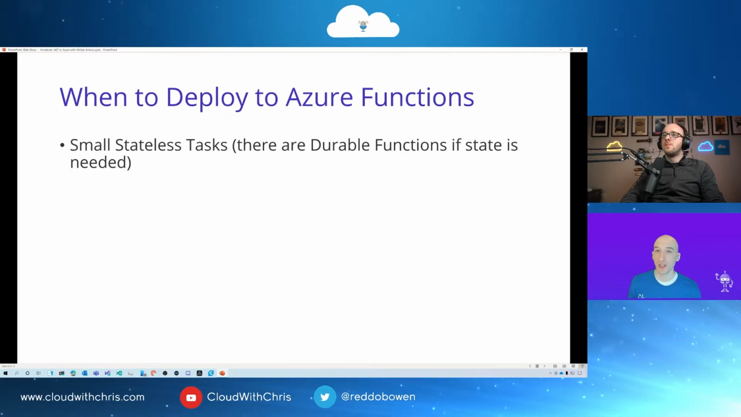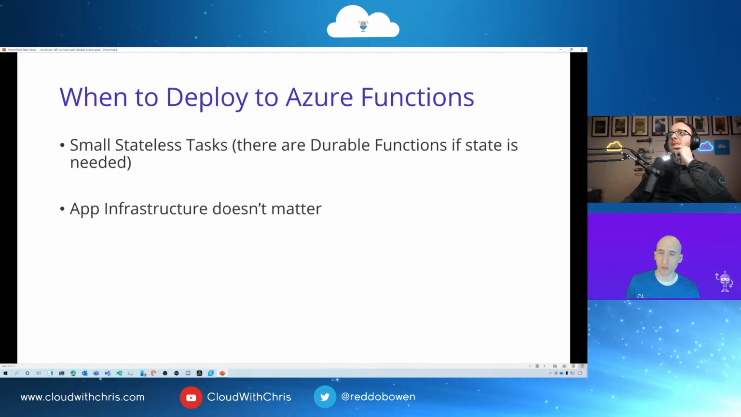Great example. Some other examples are maybe you want to listen for an Azure blob that gets updated. You can then do work on that blob and then go about your day. One thing that's really important to call out about Azure Functions is that app infrastructure doesn't matter. It's a serverless environment, which means you don't have access to the underlying infrastructure. You can still configure your app, but the limits to what you can configure are basically scaling.